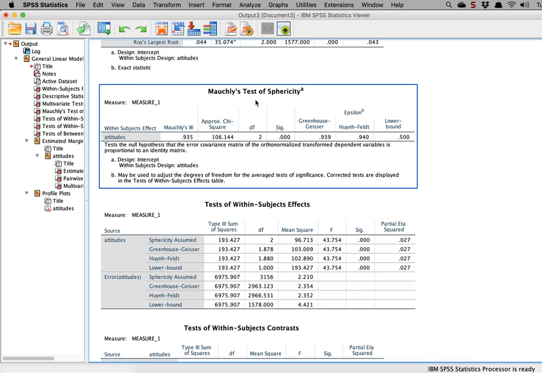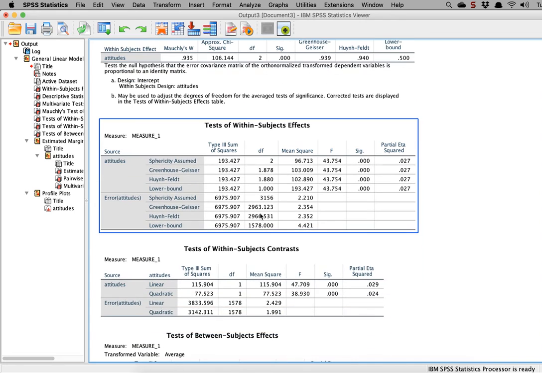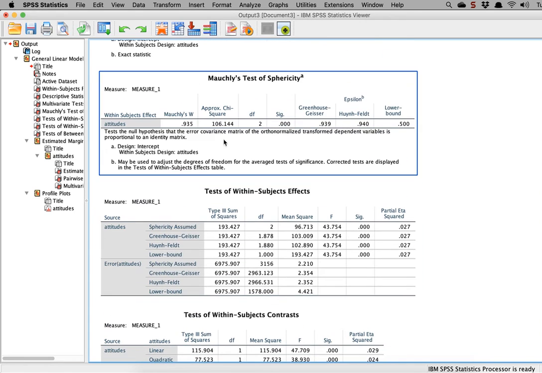We'll jump down here to Mauchly's test of sphericity. One of the assumptions of repeated measures within subject designs is that the variances of the differences between all possible combinations of these variables are basically equal. Is the difference between issue 1 and issue 2, if I computed the difference score and looked at its variance, and the issue between 1 and 3 and 2 and 3, are the variances similar or not? Well, most of the time they're not, especially if you have a large sample, but Mauchly's test of sphericity determines whether or not I've met this assumption or not.